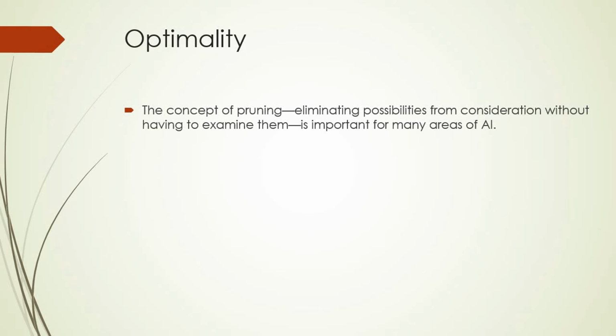One more important concept which we just need to touch on whilst we are still on search is optimality. Optimality is trying to optimize or to improve the search, the time complexity. There is a lot we can talk about, but the most important one, which we just have to note, is the concept of pruning: eliminating possibilities from consideration without having to examine them. It's important for many areas in artificial intelligence.